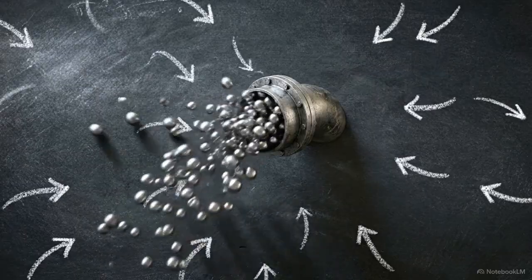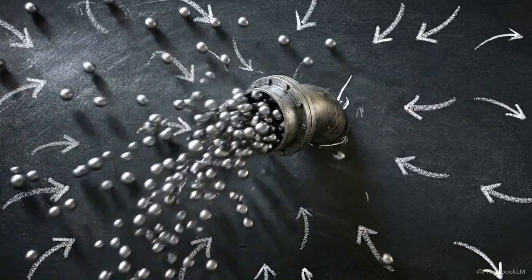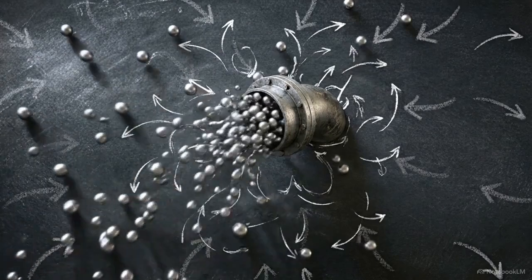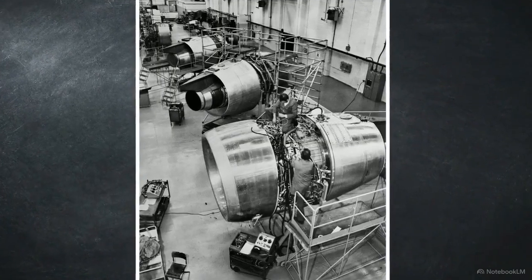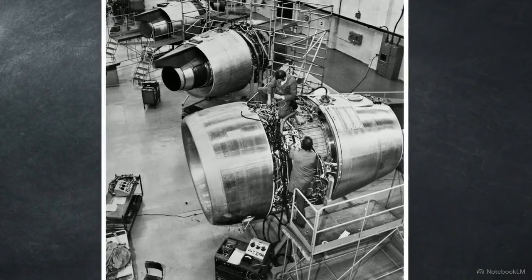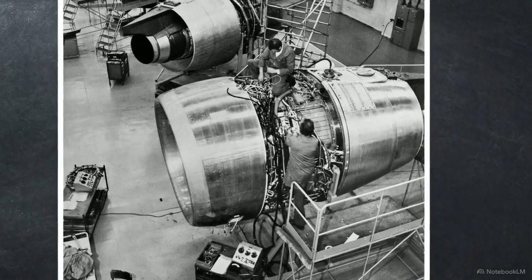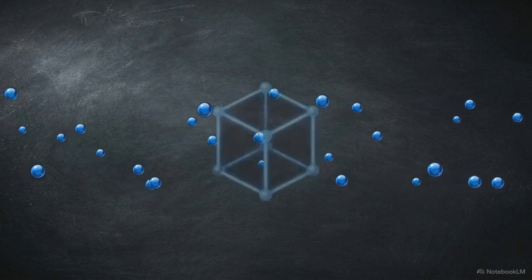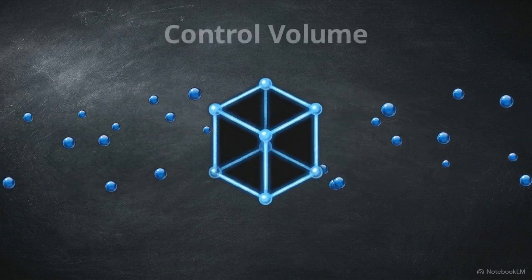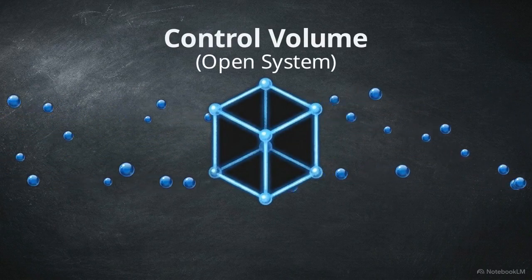Yet, if you try to use a control mass for a device where matter is continuously rushing in and out, the math completely falls apart. Think about a massive jet engine in a hangar. Air and fuel are constantly pulled in, mixed, and exhausted. Tracking a specific, sealed bag of atoms through that mess is impossible. So we switch to our second lens, the control volume, or an open system.